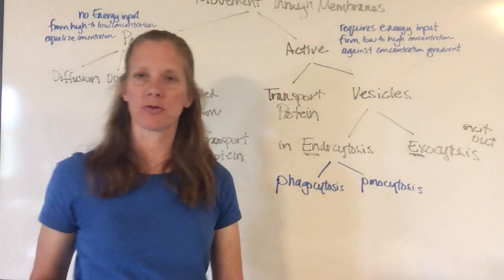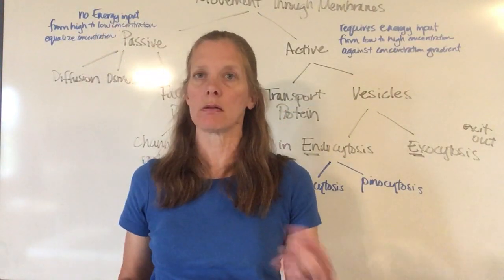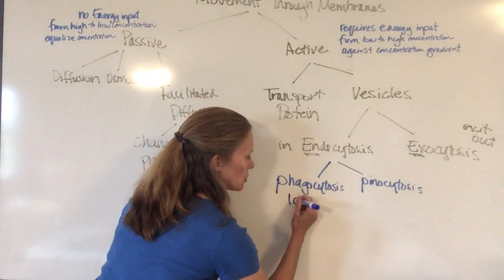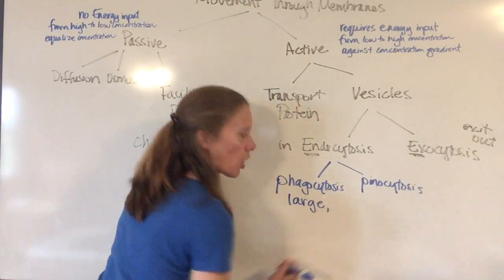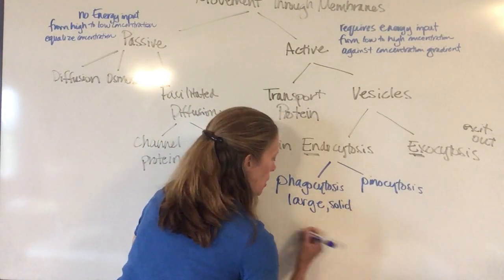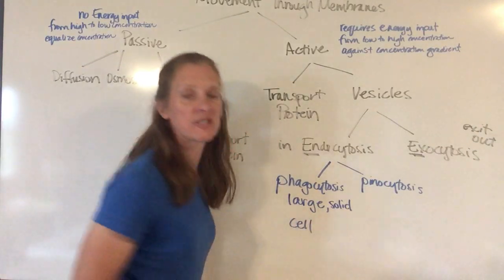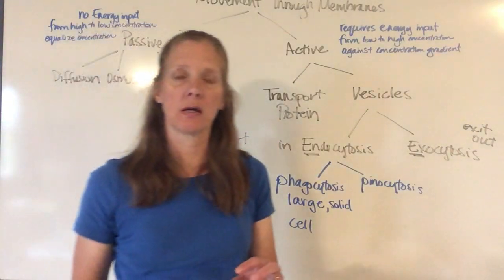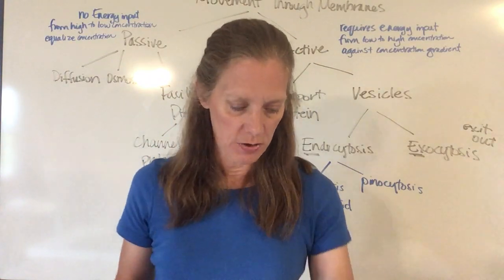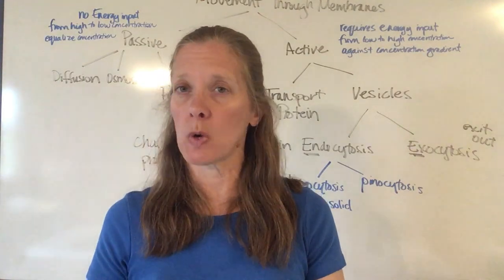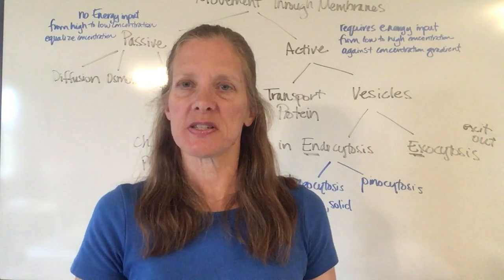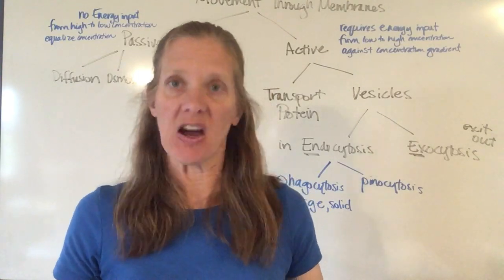Now, phagocytosis literally means cell eating. And so phagocytosis is used for molecules that are very large, large solid molecules, particles, or they may even be another whole cell. Amoeba do this a lot, so when we talk about amoeba, we'll hit this again. There's a picture on the bottom of page 171 where you can see different photographs in the series of an amoeba eating another type of cell.